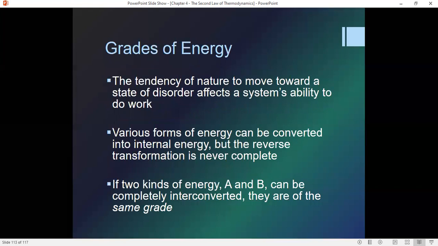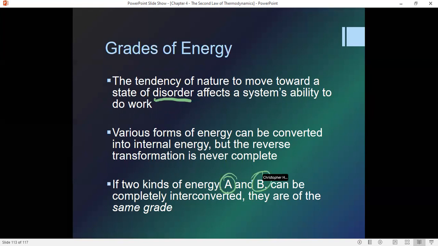So again, we can look at this another way. We can say grades of energy. It's a tendency of nature to move toward a state of disorder. Disorder, I'd like to say higher probability. It affects the system's ability to do work. Okay. Heat tends to flow to cold. So what's going to happen? The more probable state, or the state at which something is going to evolve to, is thermodynamic equilibrium. And again, not all energy is equal.